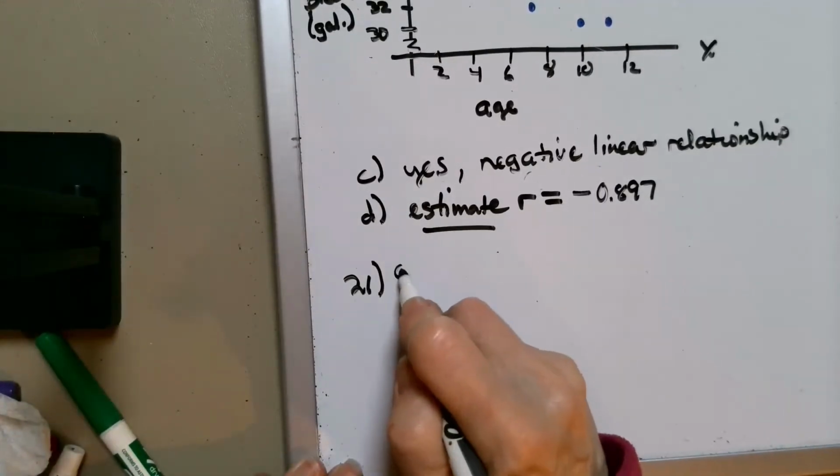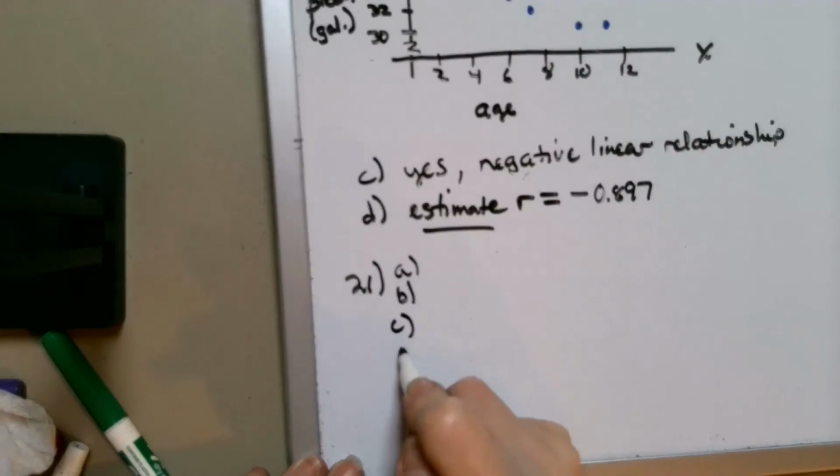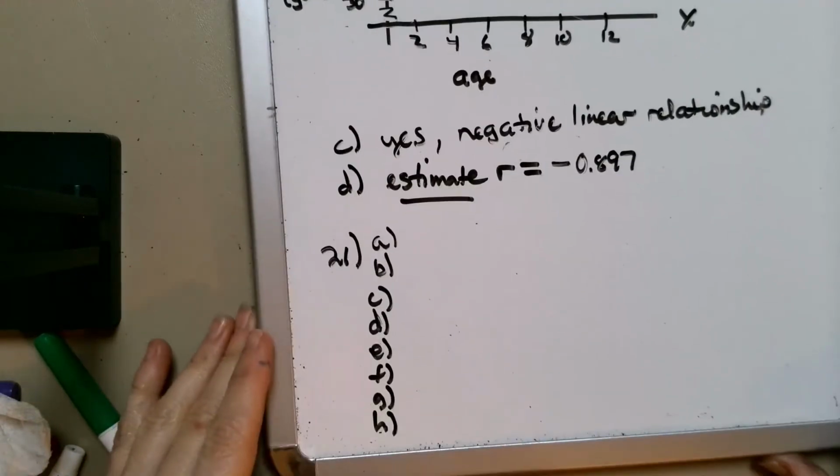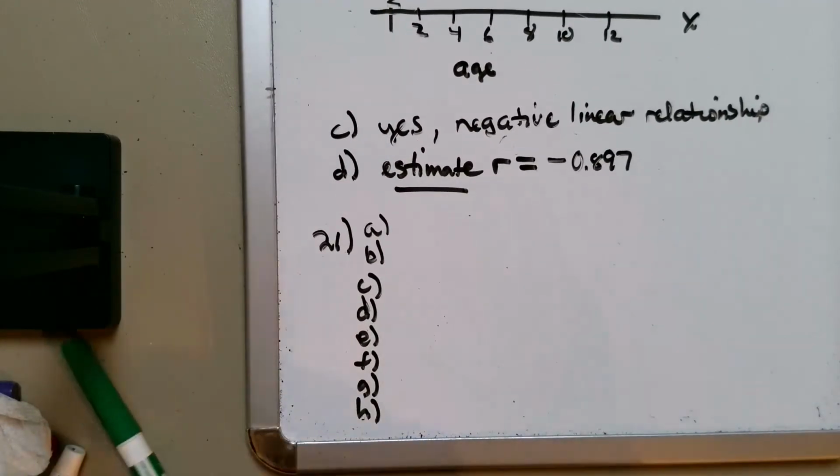So we've got A, B, C, D, E, F, G, and H. Okay, we're going to say what kind of relationship and what's a possible value for the linear correlation coefficient R.